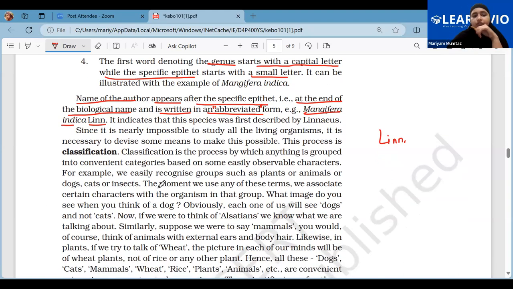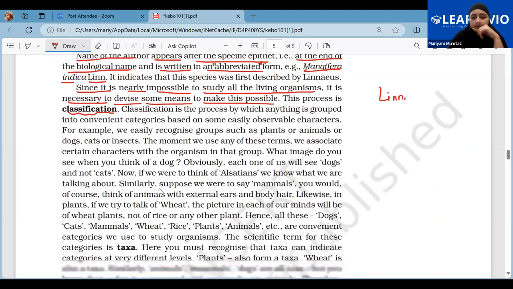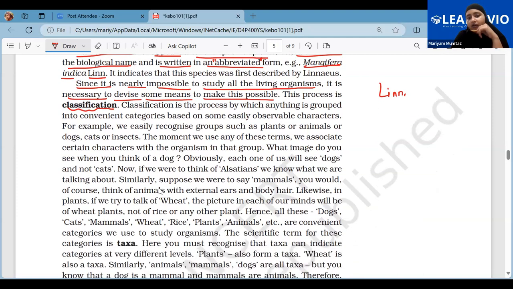All right. Since it is nearly impossible to study all living organisms, it is necessary to devise some means to make this possible. This process is known as classification. In classification, we put things into groups, initially based on observable characters. For example, we easily recognize groups such as plants or animals, or dogs, cats or insects. All of these are so different, right? So we can easily put them into certain groups.